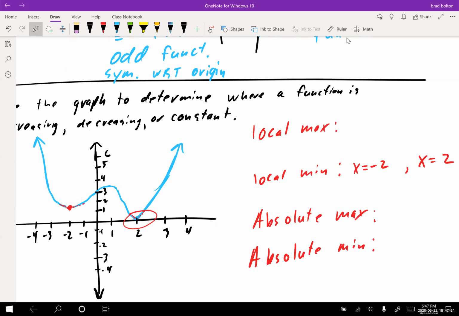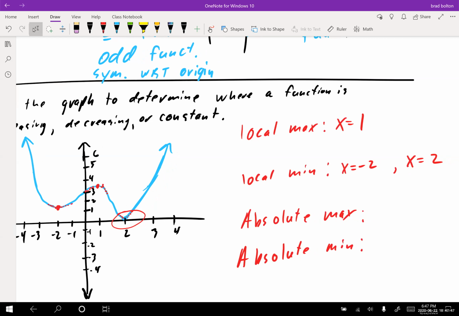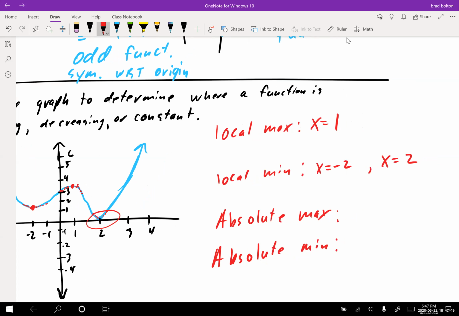Now, a local max is right here. Everything to the left and everything to the right of this is lower than that certain height. So that looks like when x is equal to 1. So we have a local max when x equals 1. We have a local min when x equals -2 and 2. Now, I want you to be careful of something. Sometimes they ask you for the x and y value. Then you have to give the actual point.